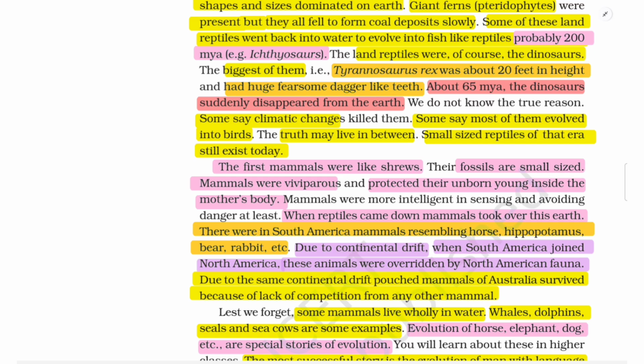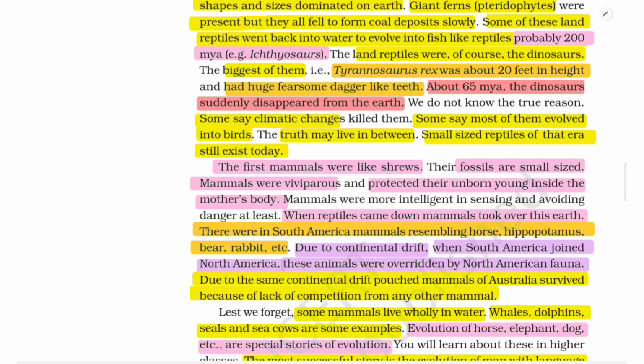The first mammals were like shrews. Their fossils are small sized. Mammals were viviparous and protected their unborn young inside the mother's body. Mammals were more intelligent in sensing and avoiding danger at least. When reptiles came down, mammals took over this earth.